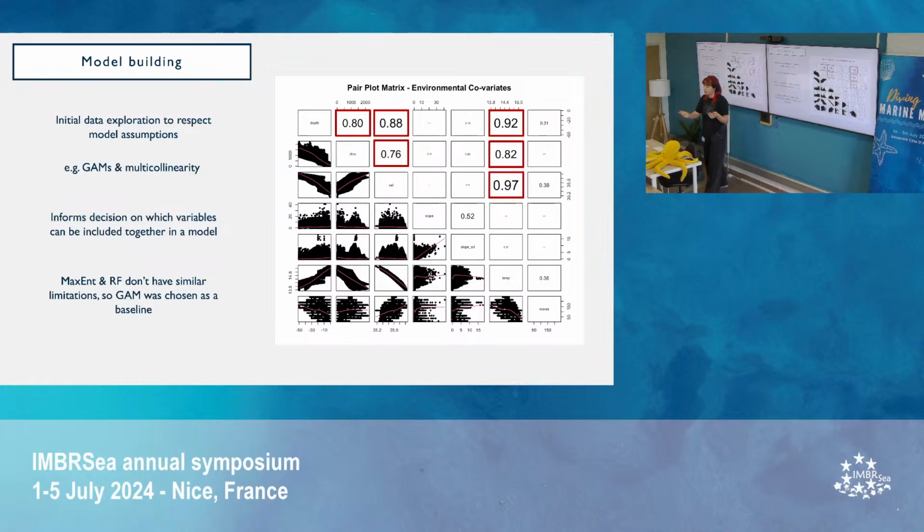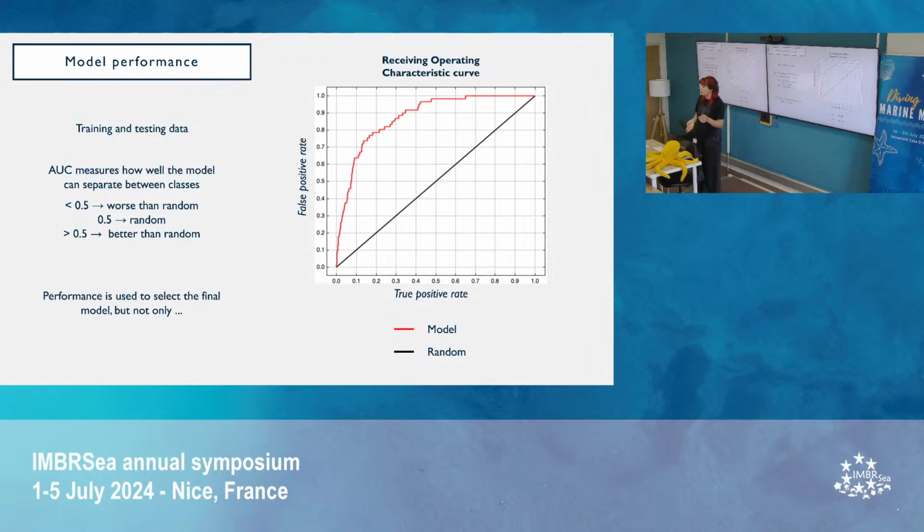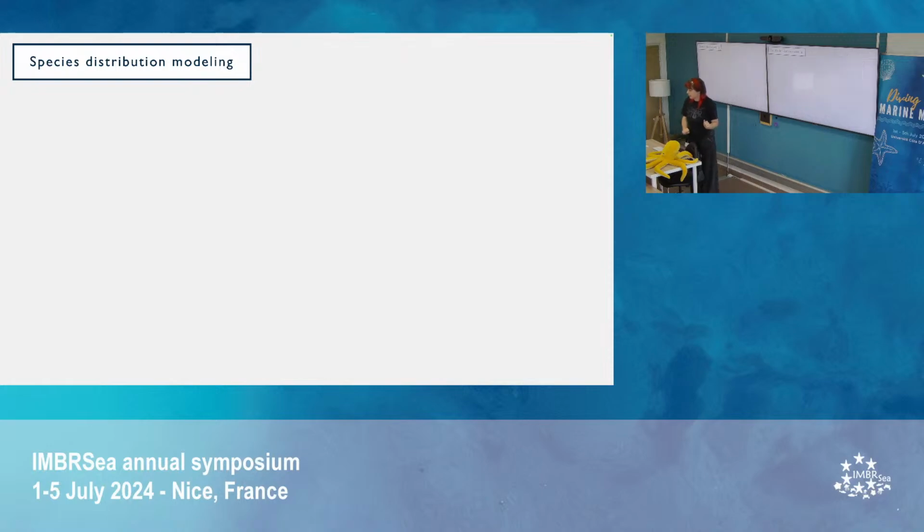And finally, to assess my model performance, first I split my data into training and testing data, and then the main statistic that I used was the area under the receiver operating characteristic curve, or AUC for short. And this statistic measures how well the model can separate between classes, so in my case, presence and absence. And anything above 0.5 means that it's better than random. Anything above 0.7 is kind of what you're looking for. And performance is used to select the final model, but not only, as we're going to see in a second.